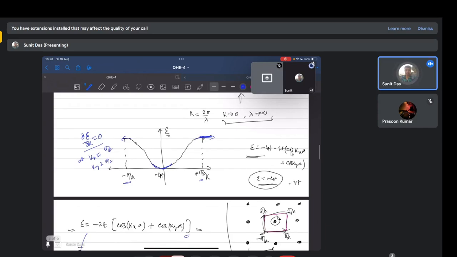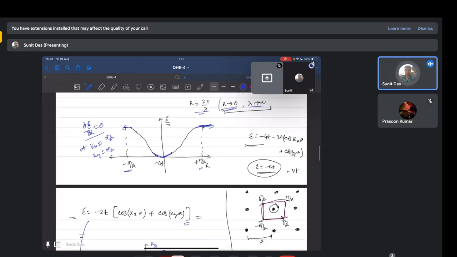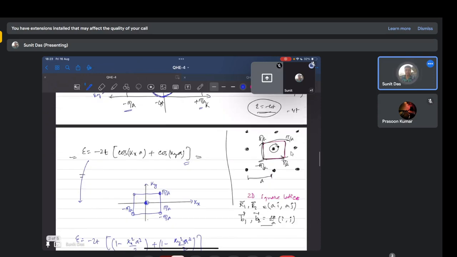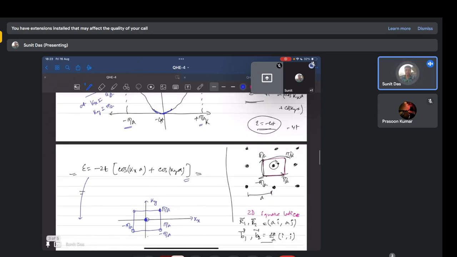This is just in comparison: the wave vector k is simply written as 2 pi by lambda, where lambda is the wavelength, and then we say k tends to 0 corresponds to the lambda tends to infinity limit. But I think this is the better way to understand this physically. You have the Brillouin zone in the k space, and you can directly map where your low energy lies, around this point, the gamma point.